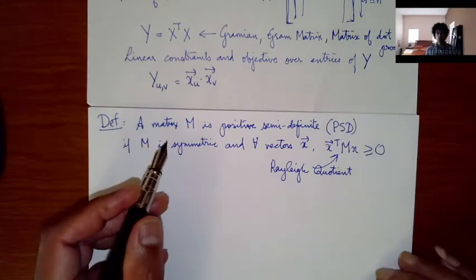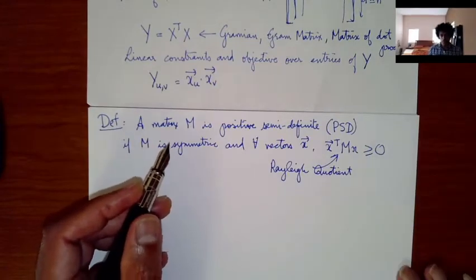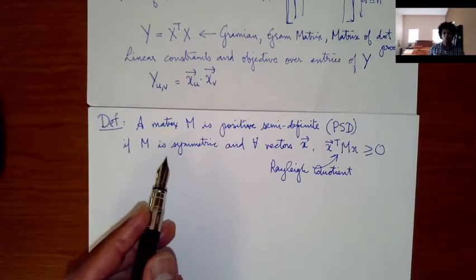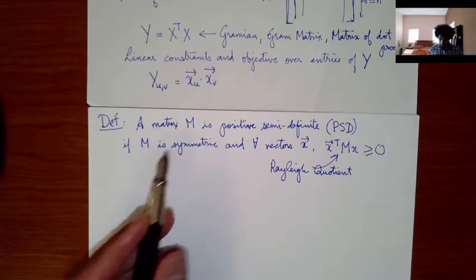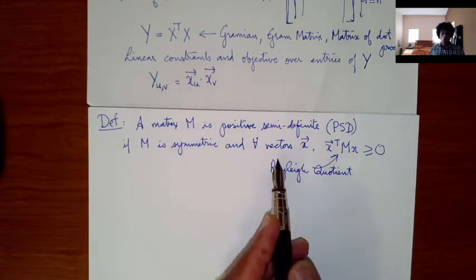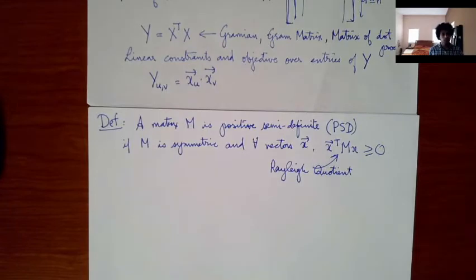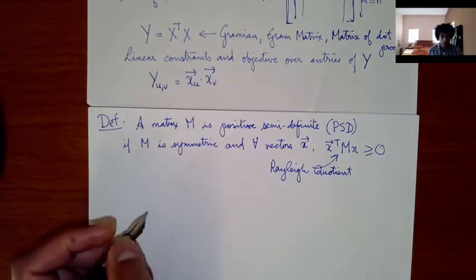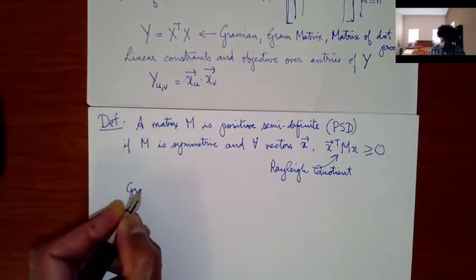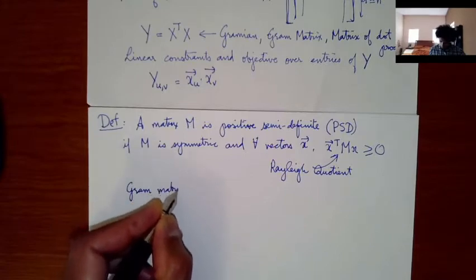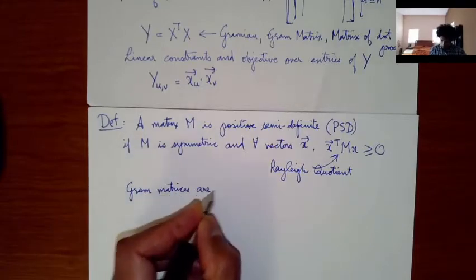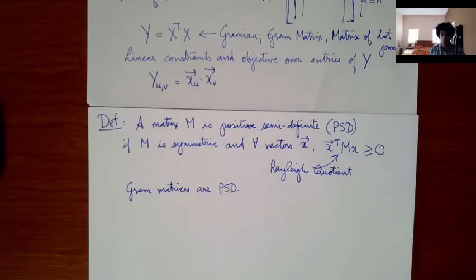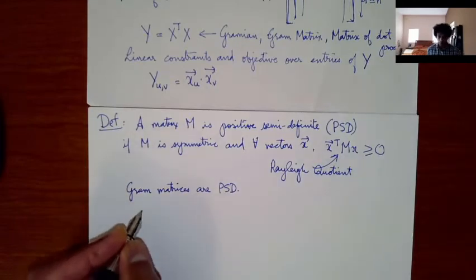So a matrix is positive semi-definite if, and we'll assume that all the matrices we look at are symmetric, for all vectors X, X transpose MX is greater than or equal to 0. Gram matrices are PSD. And we can see that quite easily.